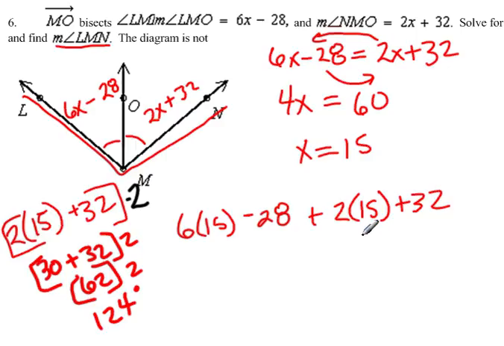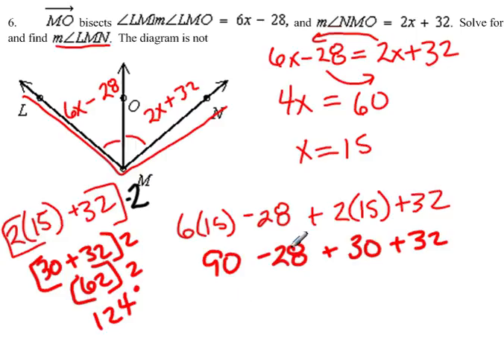If you work this out, you still get the same value. I can do that if I need to. Here's 30 plus 32 plus, actually, the negative of 8. And what is that, 90? So 90 minus 28 is 62. Plus 30 plus 32. Add all that up, 124.